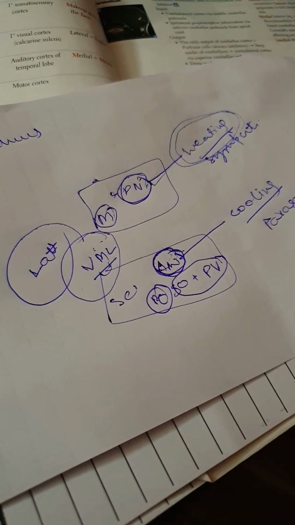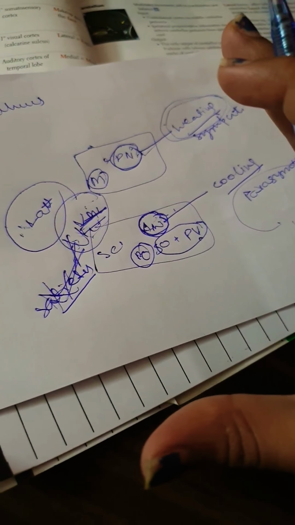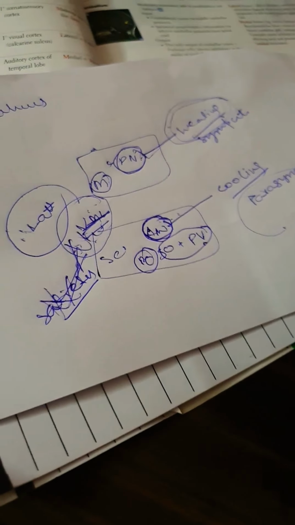Now let's talk about the ventromedial nucleus and the lateral nucleus. Both of these nuclei are concerned with our diet and food. The ventromedial nucleus is concerned with satiety. If this nucleus is destroyed, the patient will always feel hungry. They just want to eat more. So this center works for our satiety, and it is stimulated by leptin.